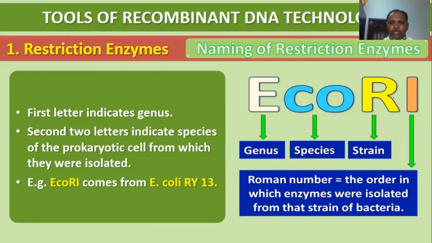And R is the strain. In E. coli there are different strains, all belonging to the same species but genetically somewhat different organisms. And I is a Roman numeral, the order in which the enzymes were isolated from the same strain. From the same bacterial strain, scientists may isolate many restriction endonucleases. In that, the very first enzyme is EcoRI. That's why it is given the Roman numeral I, right?